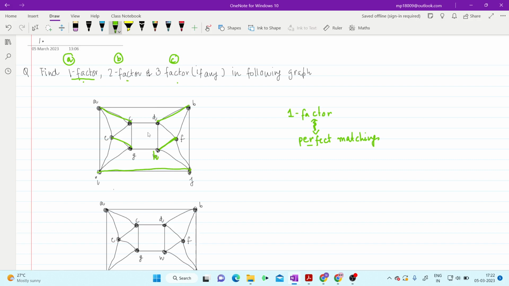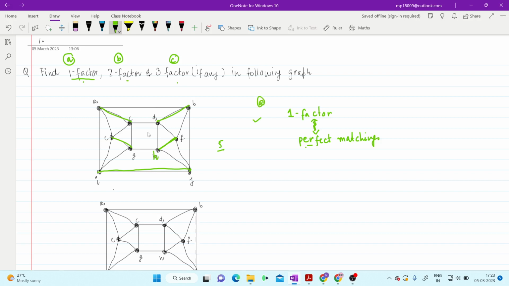So this graph had 10 vertices. So if you want to find a perfect matching, you have to find 5 edges. He has given us 5 edges, and they are also covering all the vertices. So this is a perfect matching. Does everyone agree? Yes, ma'am.